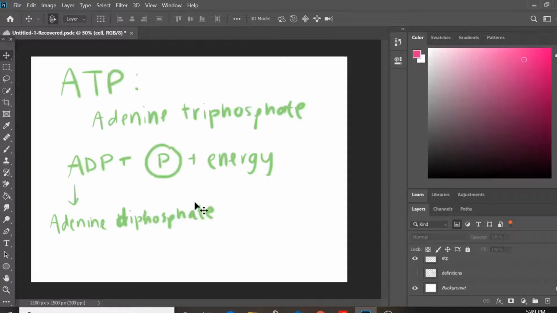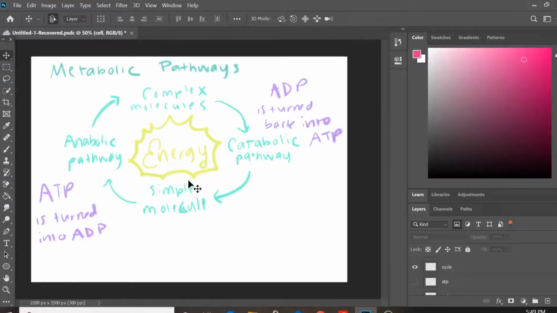So a little background on ATP. ATP is adenine triphosphate, and I wrote it like this because within the cycle, there's ADP, the phosphate group, the terminal phosphate group, and energy. So adenine diphosphate is the product of taking this terminal phosphate group away from ATP, and that exchange between these two phosphate groups is what makes the cycle capable. So here's a little diagram right here.